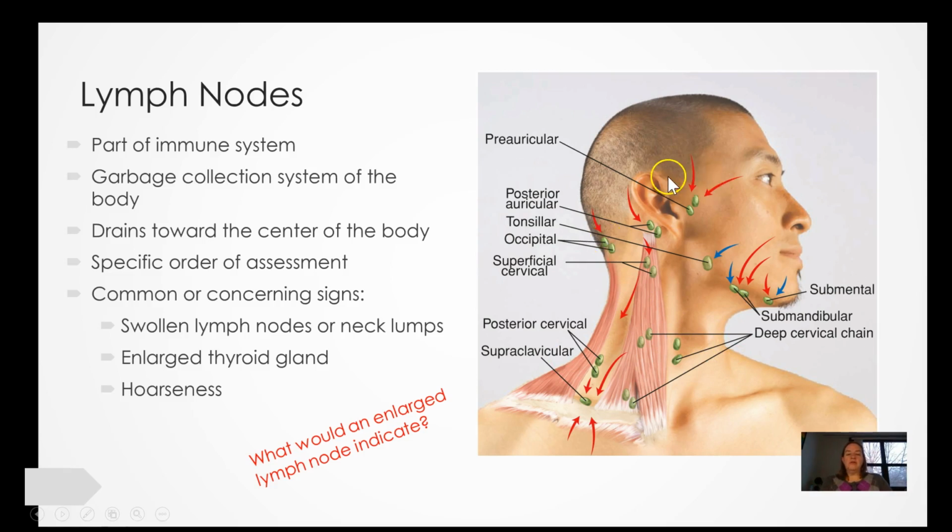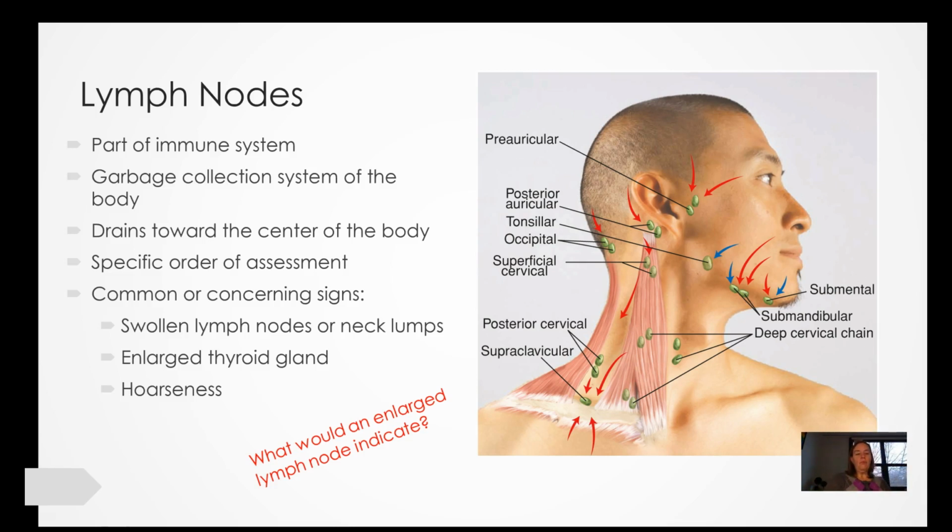Our lymph nodes are part of the immune system. Again, review: they're the garbage collection system of the body. They drain towards the center of the body. So these are going to drain down, and these will actually drain up in order to drain down, so towards the center of the body. There is a very specific order of assessment. If you'd like to learn the assessment order, you can look in your textbook. That is not something that I feel is relevant for a bedside nurse.